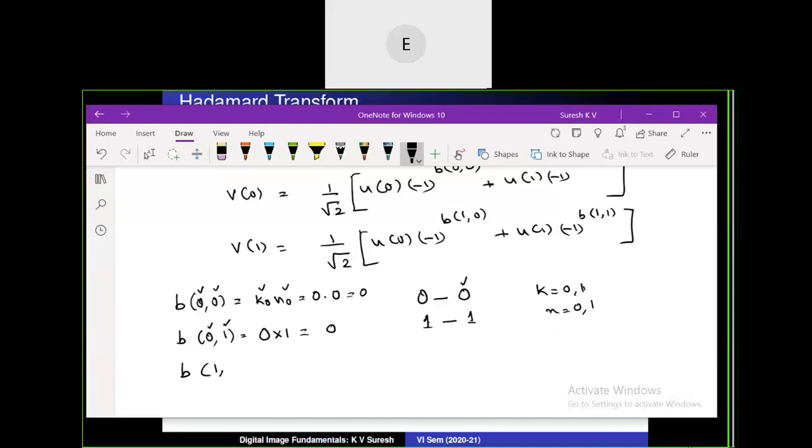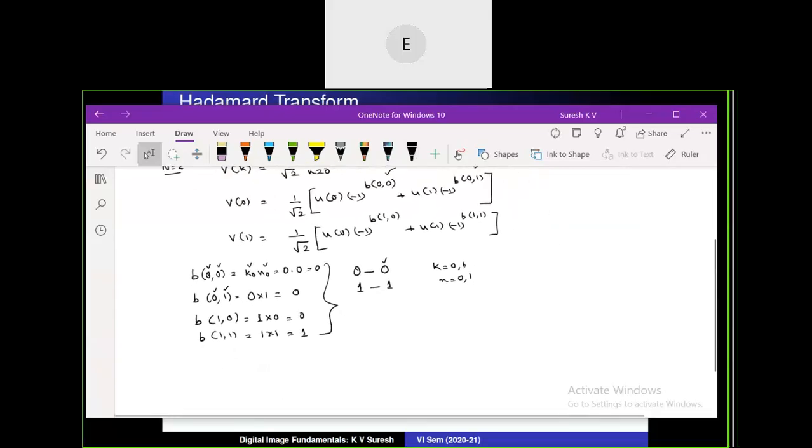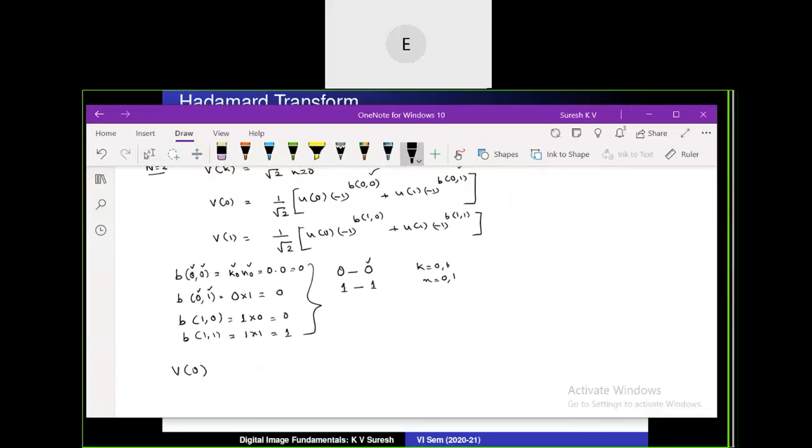B of 1 comma 0, same thing. For this it is 1, for this it is 0. So it is 0. And lastly b of 1 comma 1, it is 1 into 1, which is equal to 1. So these are the values. If you substitute these values in the equation, v of 0 will be equal to minus 1 to the power of 0 0. Anything raised to the power of 0 is 1. So the first equation will be 1 by root 2 into u of 0 plus minus 1 to the power of 0 is u of 1.